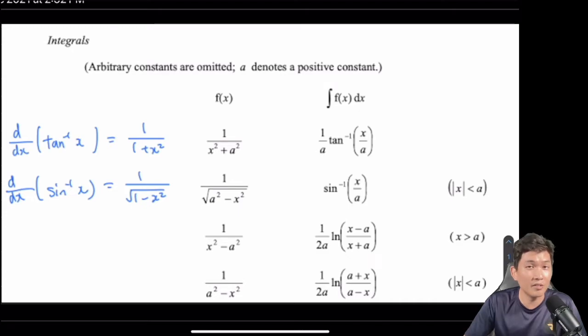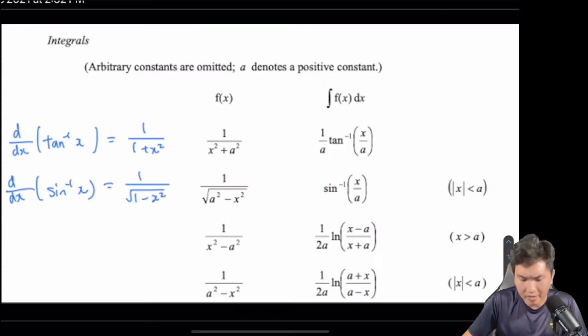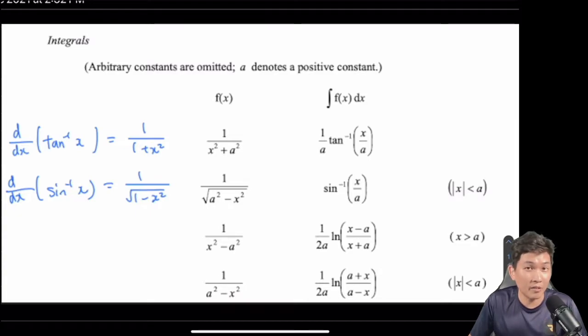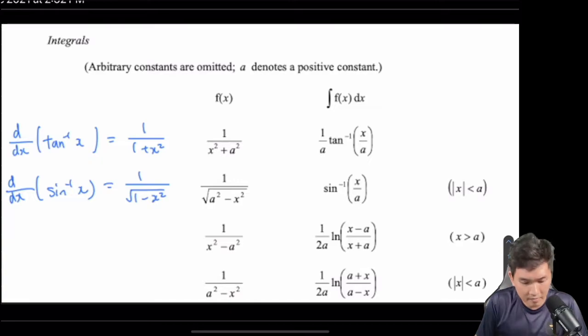To which I quickly assured the student, no, there's nothing wrong with your MF26. Okay, let's find out why there is no 1 over a over here. Before we do that, first I'm going to make use of some standard results from page 3, and that is the derivative of tangent inverse is this, and the derivative of sine inverse is this. Okay, let's take a look.